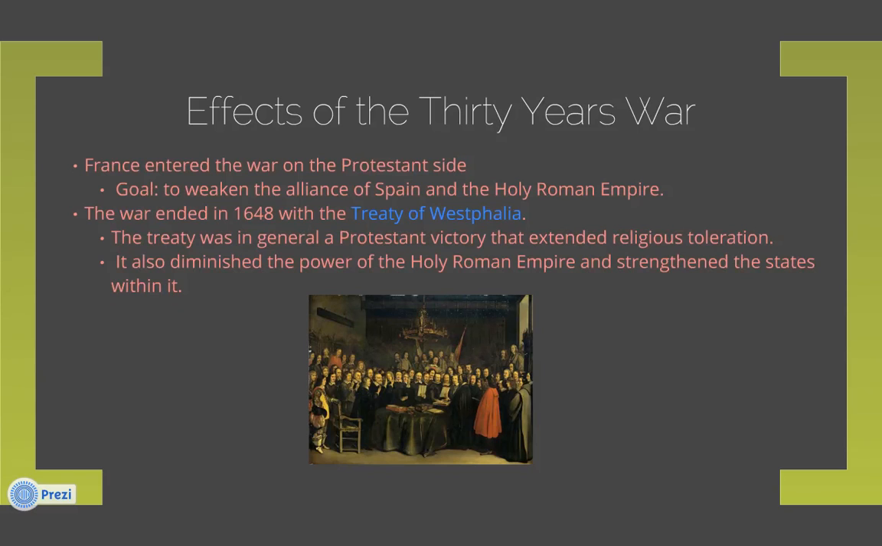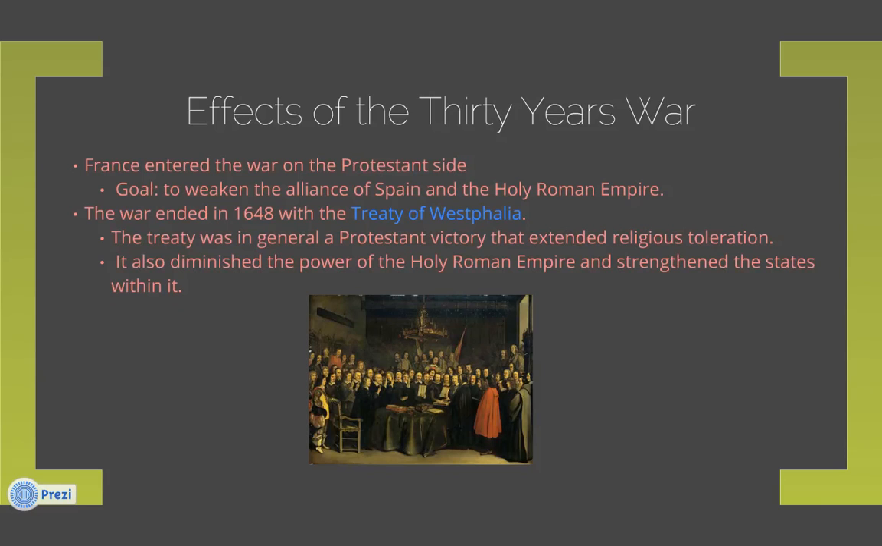What they're doing is aligning on the Protestant side of the war because they want to weaken the alliance between Spain and the Holy Roman Empire. You remember previously that Charles V took the Holy Roman Empire, and previously he was the king of Spain. So Spain and the Holy Roman Empire are aligned. What's going to happen is France is going to try to oppose that and come in on the Protestant side.